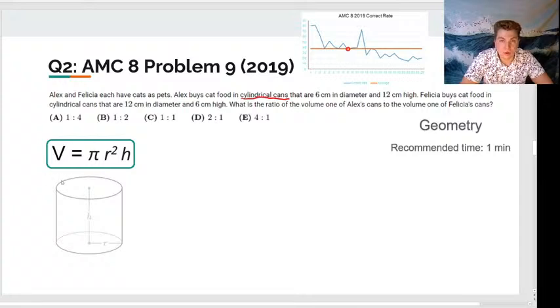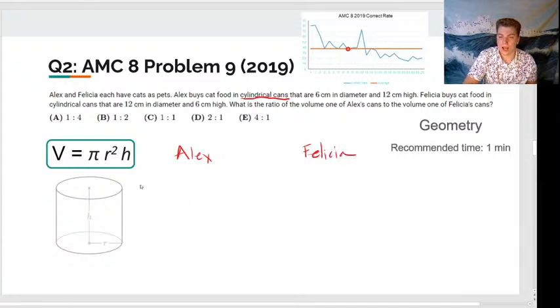You definitely want to know this formula, among others for common shapes, for areas and volumes of common shapes for the exam. You definitely want to know those. And then here's our cylinder right here for reference. And so the first thing we do is just break this up into Alex's cans and then Felicia's cans, right?